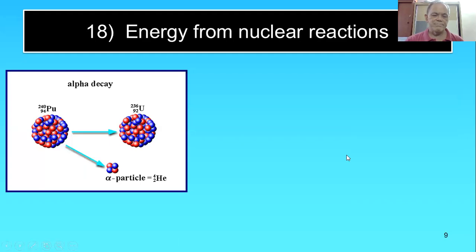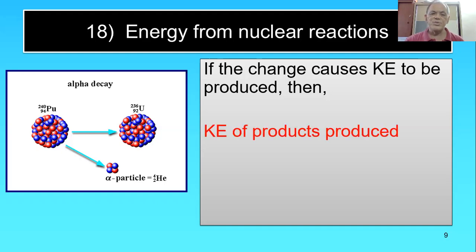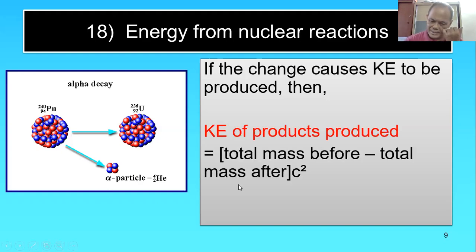Plutonium, alpha decay. There's a release of energy. Where does the energy go to? The energy goes to the kinetic energy of these two, uranium and alpha particle. We can calculate the kinetic energy of the product as total mass before, and then total mass after. That gives us a difference in mass defect times your c squared.